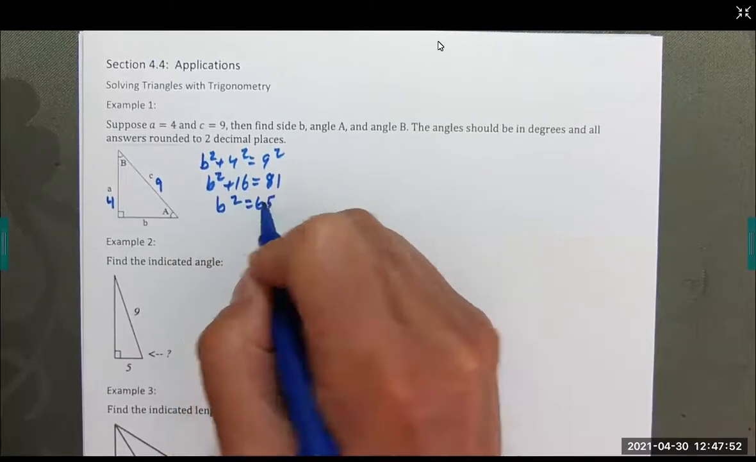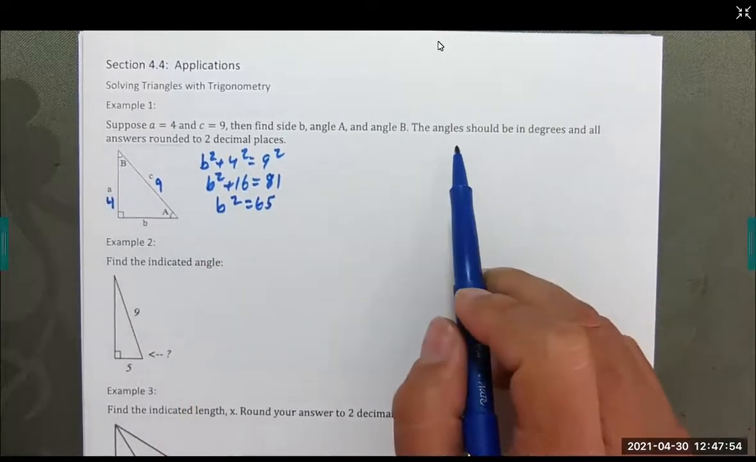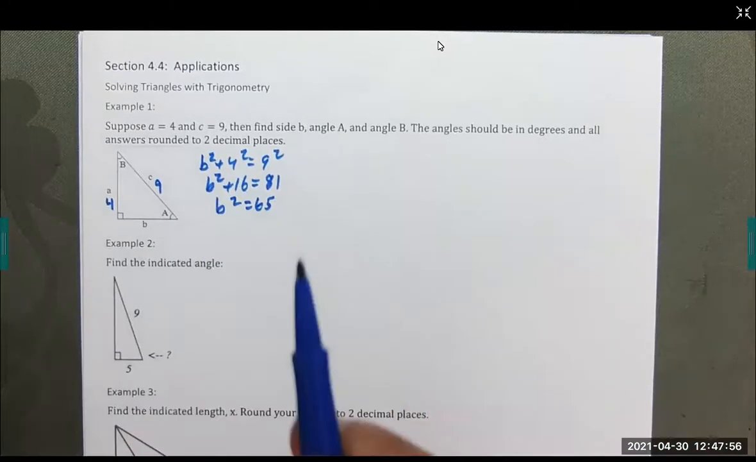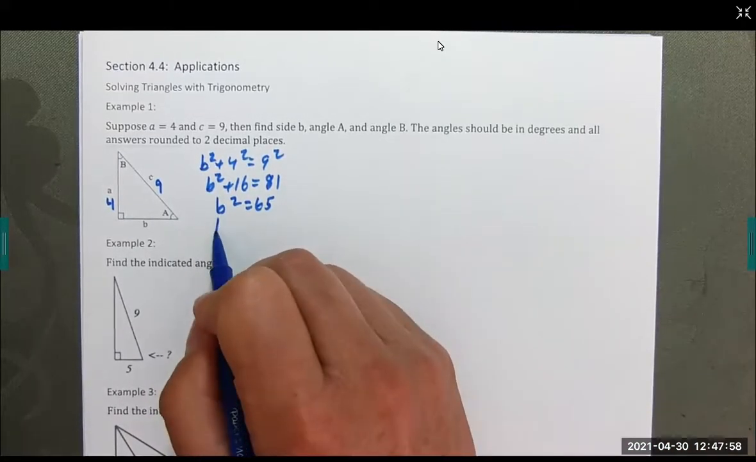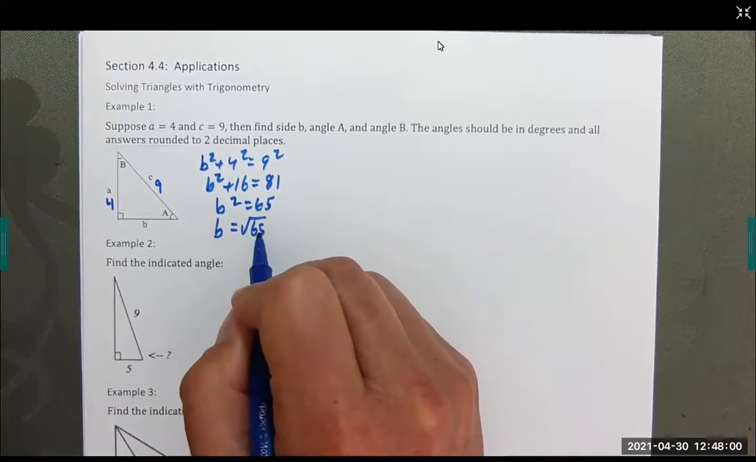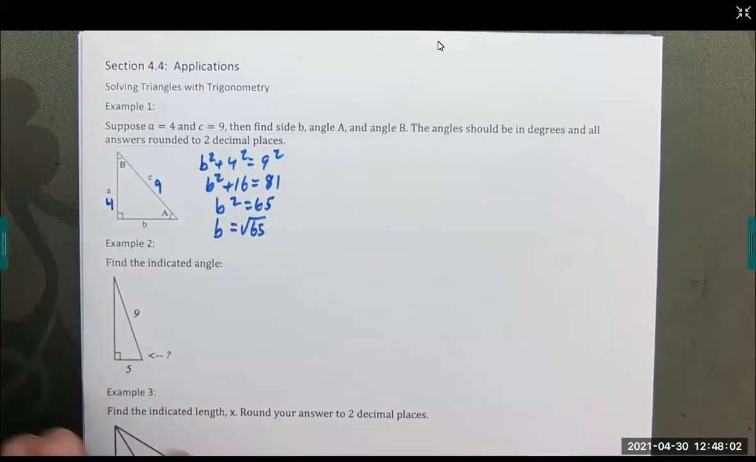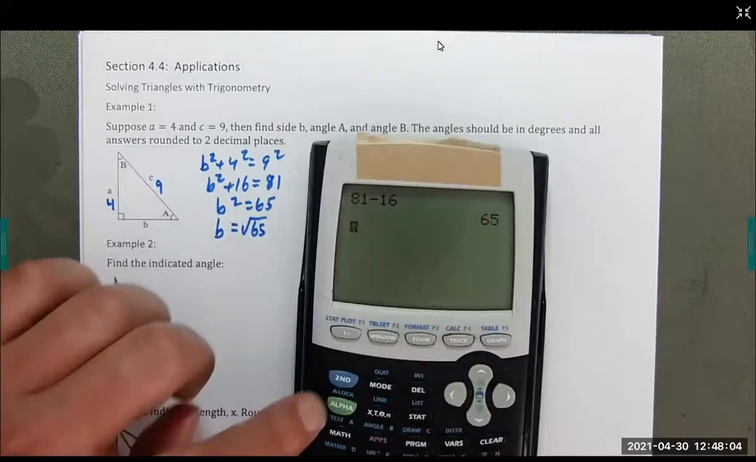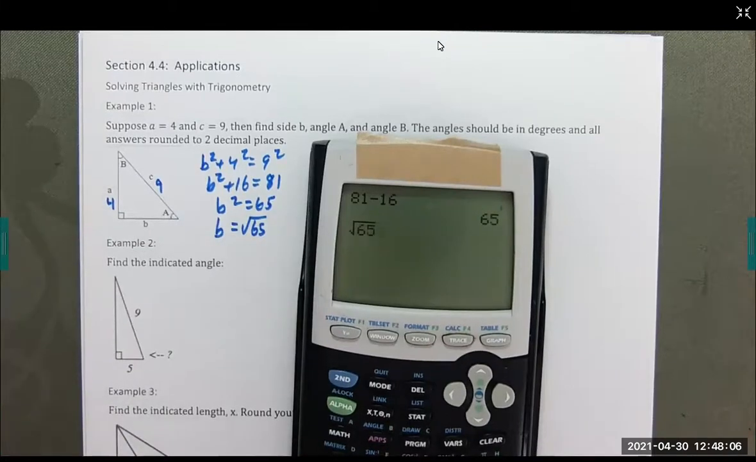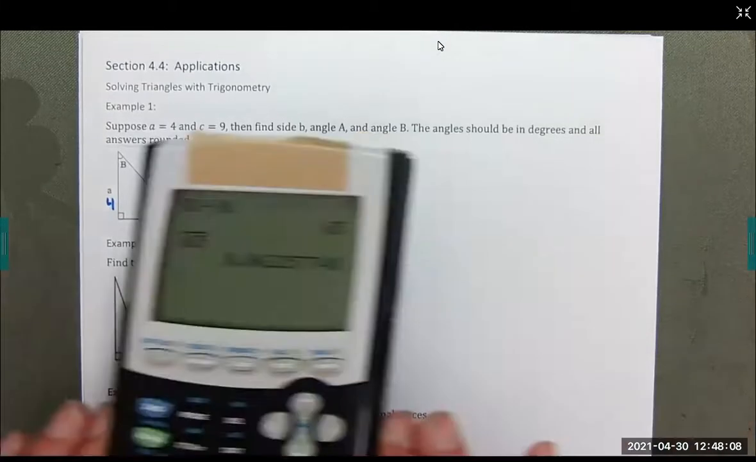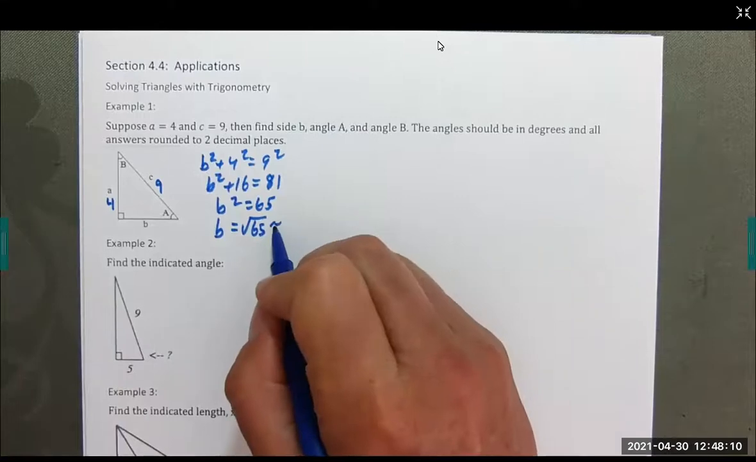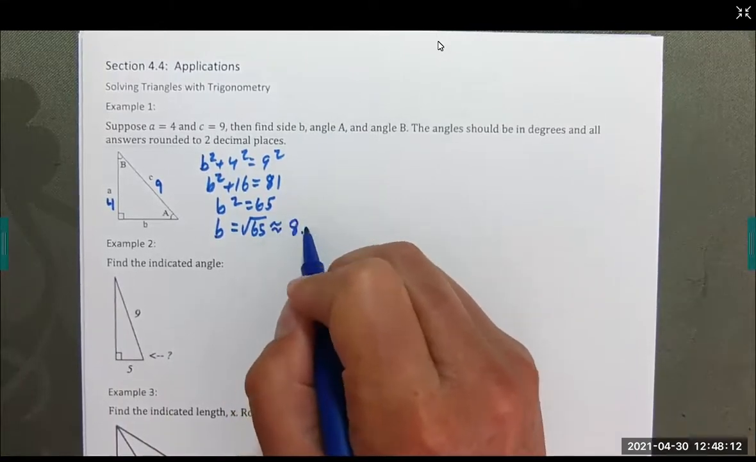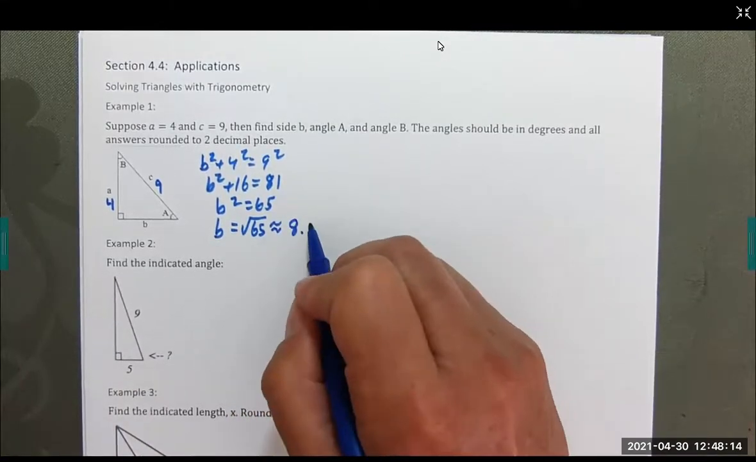I want to point out, it says that the angle should be in degrees and all answers should be rounded to 2 decimal places. So I'm actually going to take the square root of 65 and go to 2 decimal places. So that's going to be about 8.06.